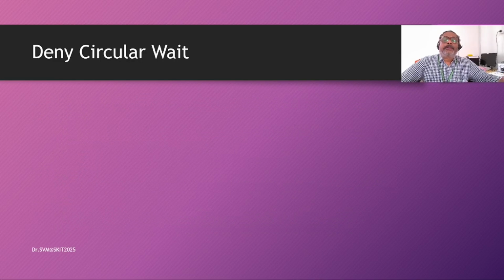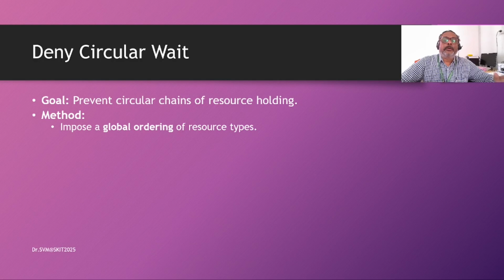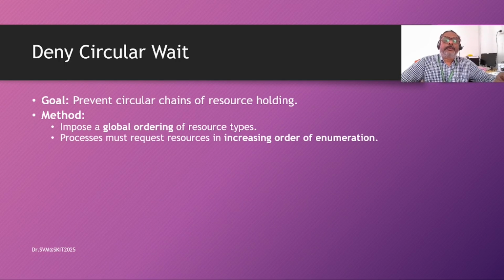Then finally, the last condition: don't allow it to occur, that is, deny the circular wait. So the goal is to prevent circular chains of resource holding, and the method used is to impose some global ordering on resource types. Let us give some labels, some ordering, to the types of resources, and the processes should be allowed to request only in increasing order of enumeration. So some rules are imposed so that we don't get into a circular wait situation. So how is it done?